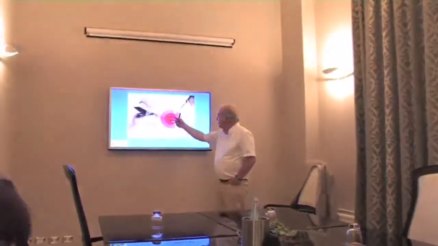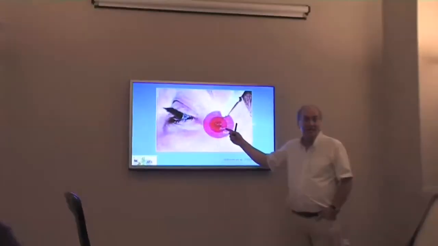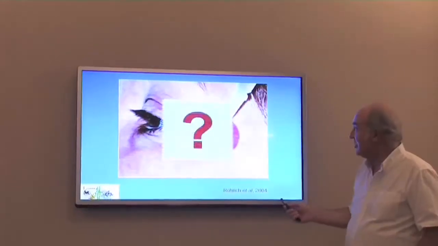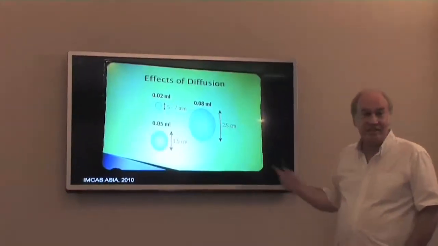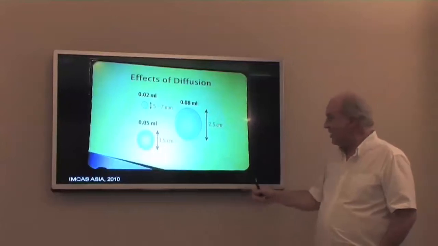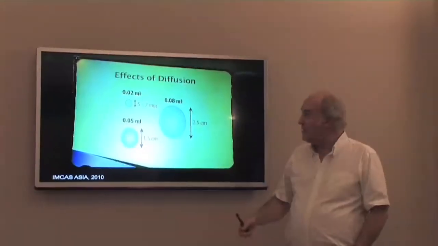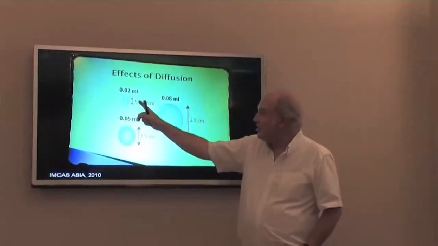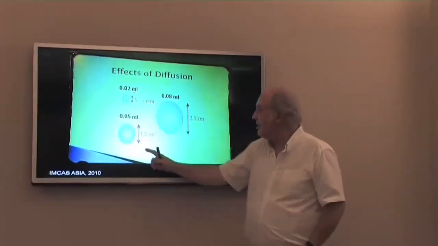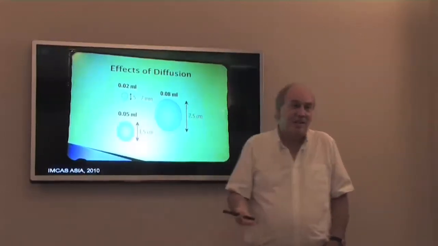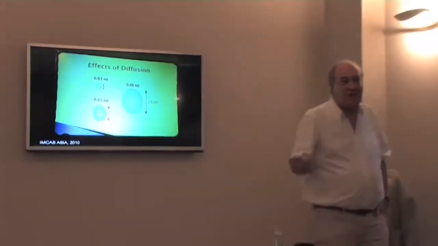So, here's a nice picture. I really don't understand this picture at all. I have no idea what this picture means. This was a slide at IMCAS from a presenter. I don't know how you can determine 5 to 7 with this, 1.5 with this, 2.5. I mean, I don't understand. How can you get a result? How can you measure that? It's just nonsense.